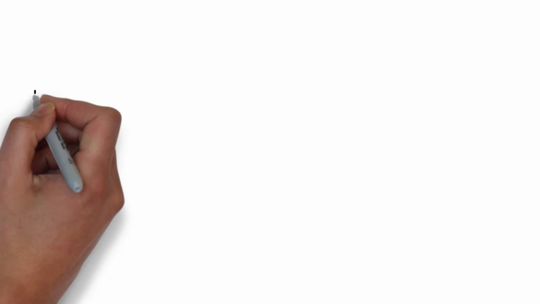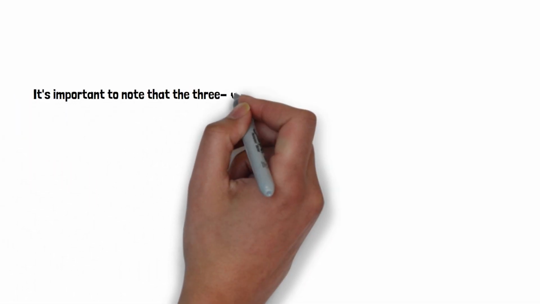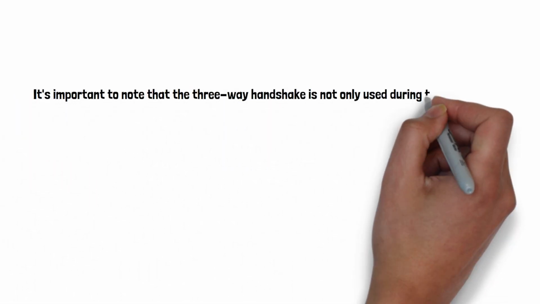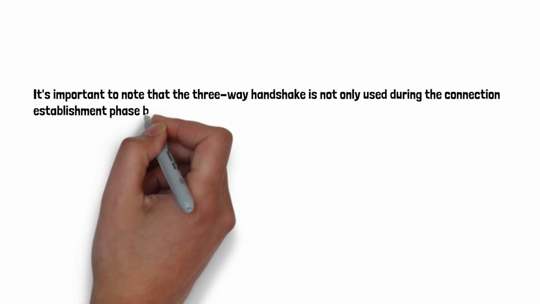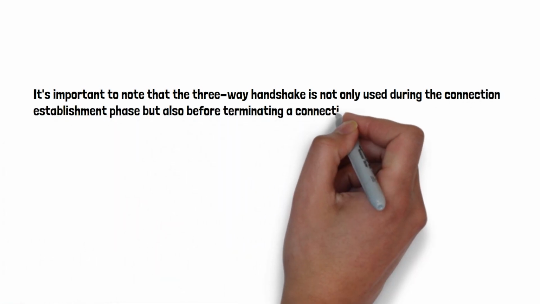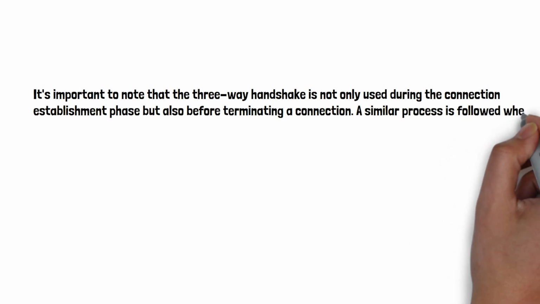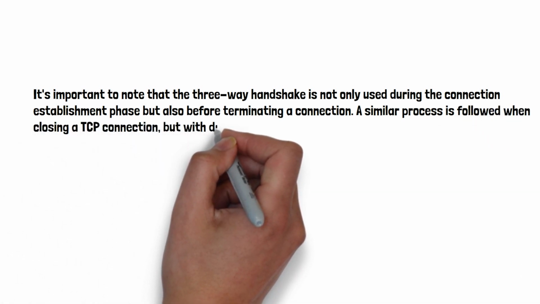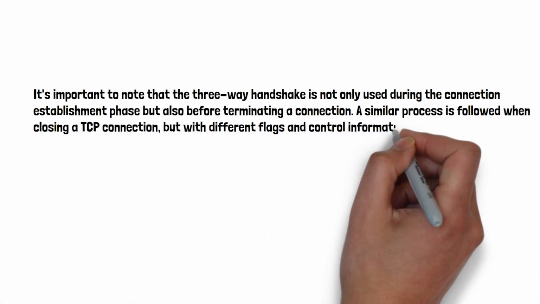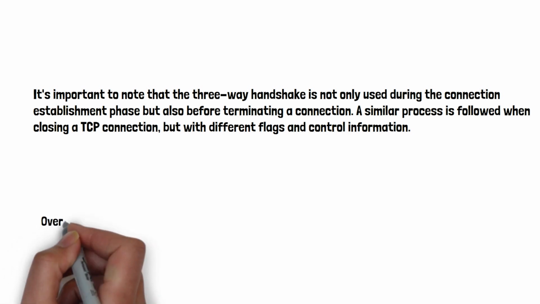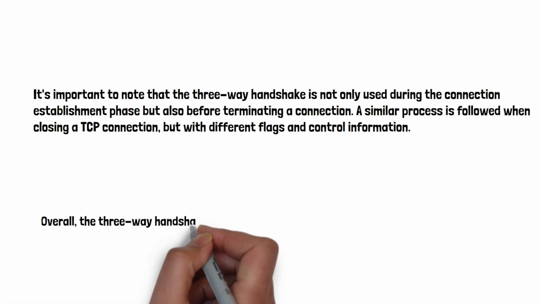further communication. It's important to note that the three-way handshake is not only used during the connection establishment phase, but also before terminating a connection. A similar process is followed when closing a TCP connection, but with different flags and control information.